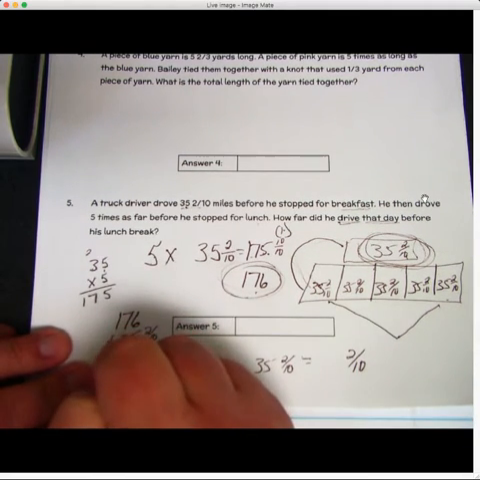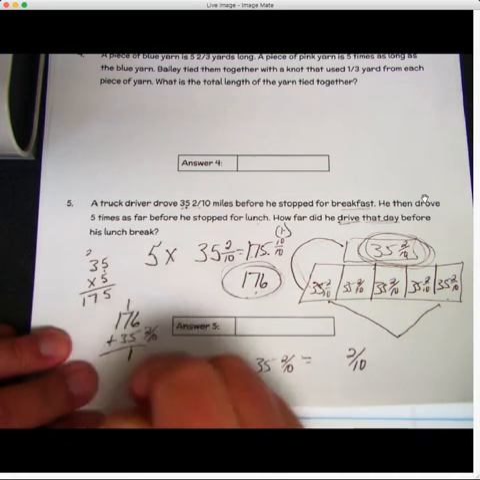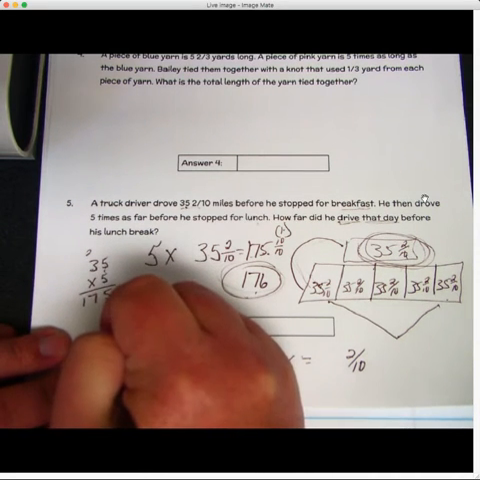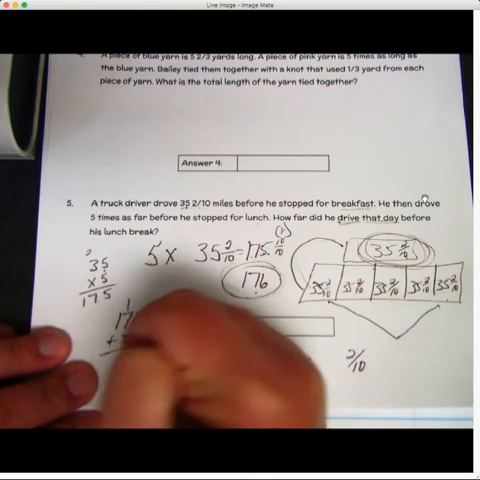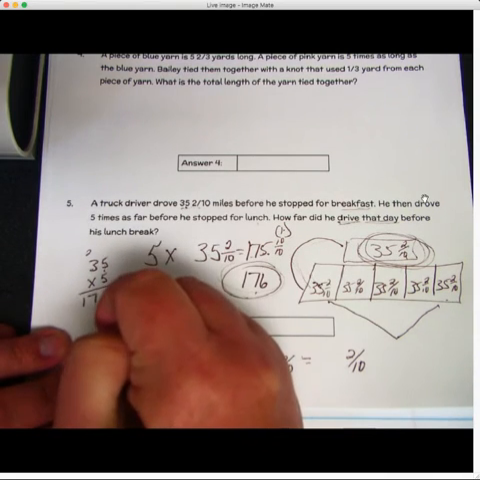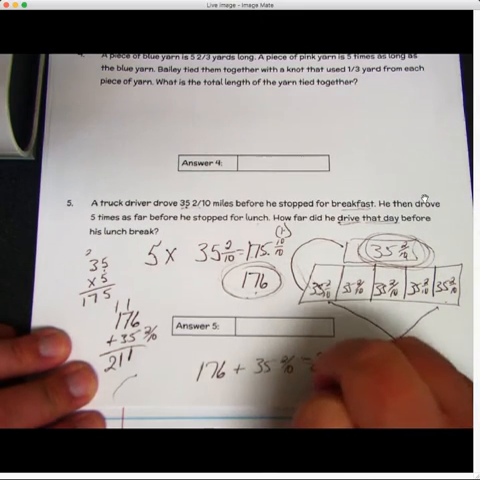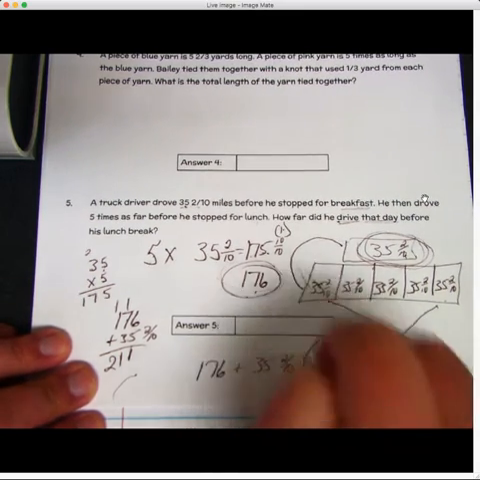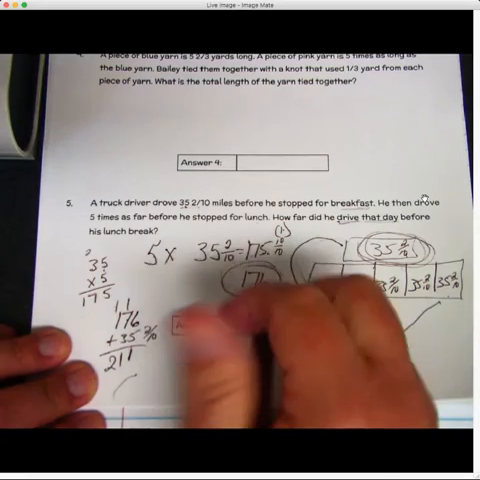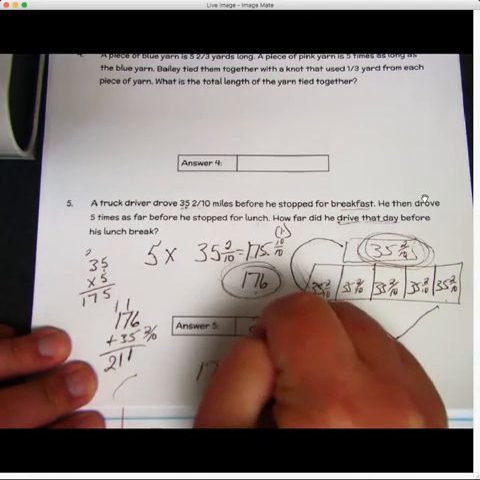6 plus 5 is 11. Put our 1 down, carry our 1. 1 plus 7 is 8. Plus 3 is 11. Put our 1 down, carry our 1. 1 plus 1 is 2. So the answer is, in all, he drove 211 and 2/10 of a mile.